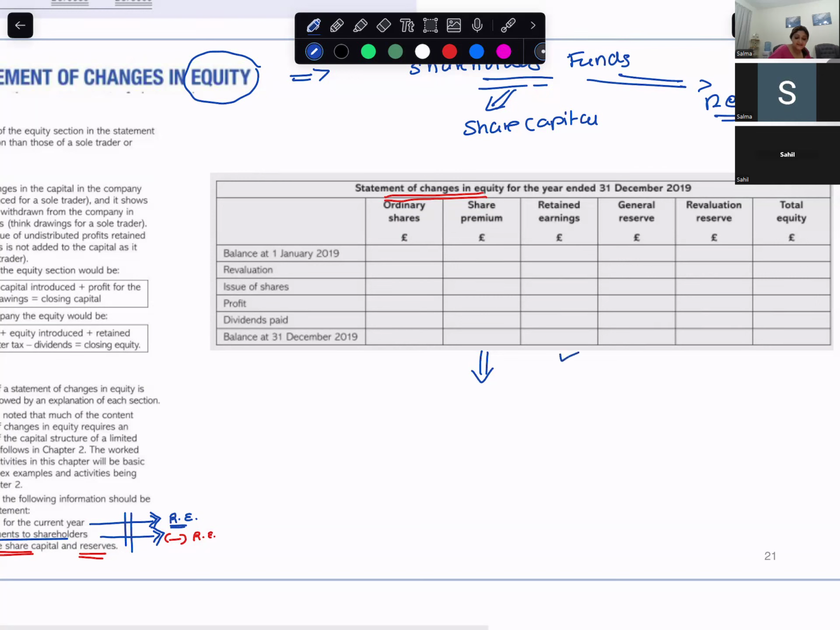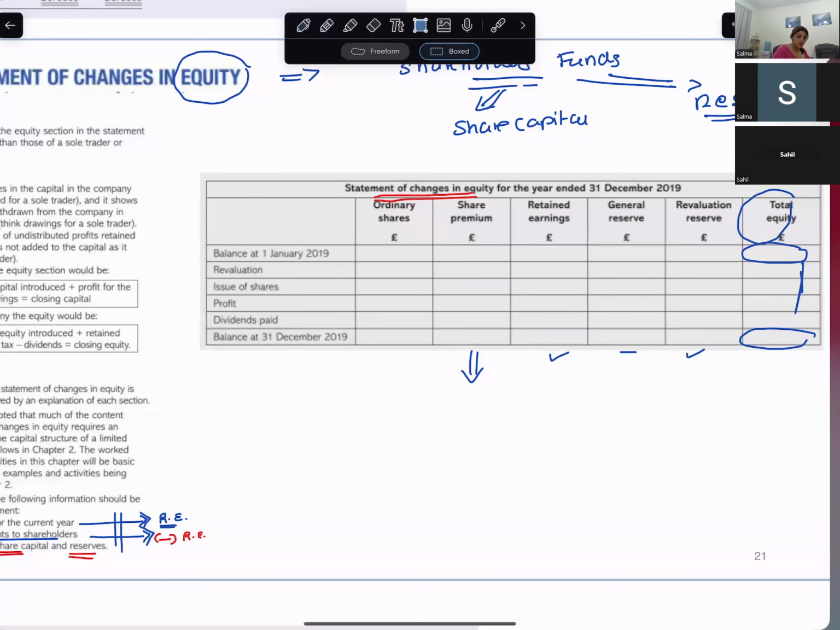Then you have the retained earnings. Then you will have general reserves, revaluation reserves, and this is your total equity. This would be your total equity on the first date. This would be your total equity on the last date. And they are interested to know this part. Are you with me? Yes. Also, one more thing.